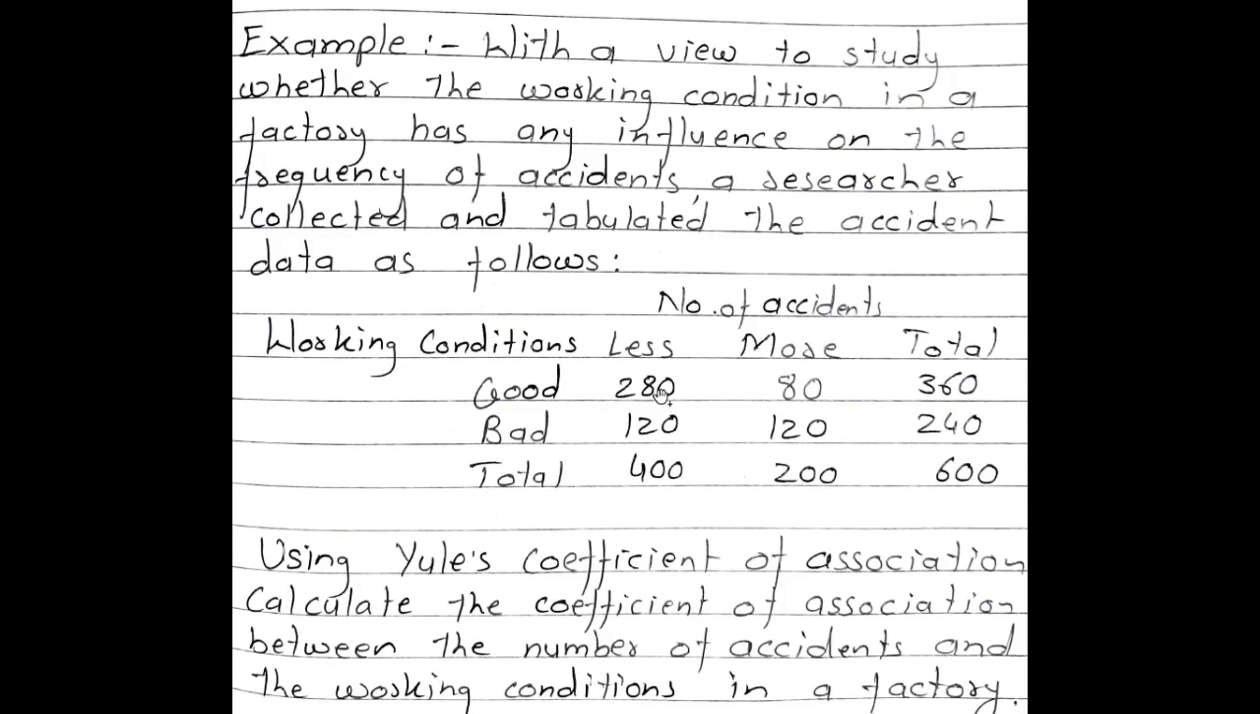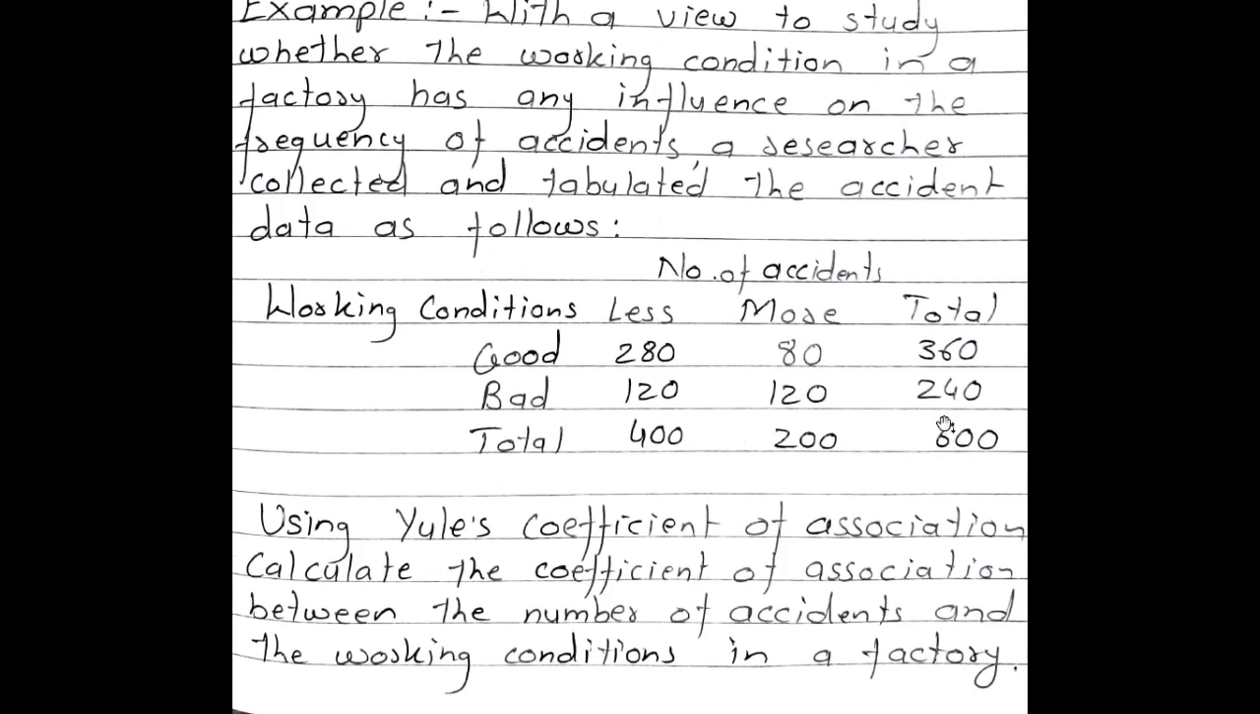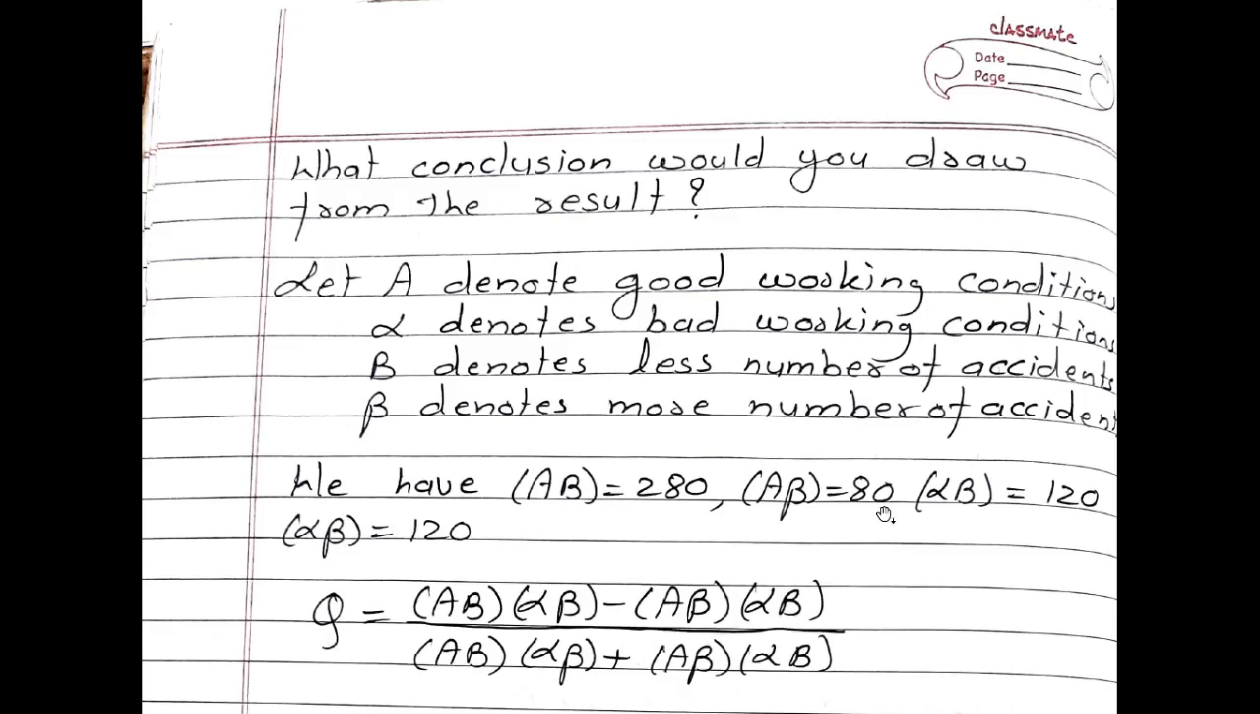The data is given. The values are 280, 120, 80, 120. So we can find their totals as 280 plus 80 becomes 360. 120 plus 120, the value is 240. 280 plus 120, 400. 80 plus 120, 200. So value of n is equal to 600. Using Yule's coefficient of association, calculate the coefficient of association between the number of accidents and working conditions in a factory. So we will define what conclusion would you draw from the result.